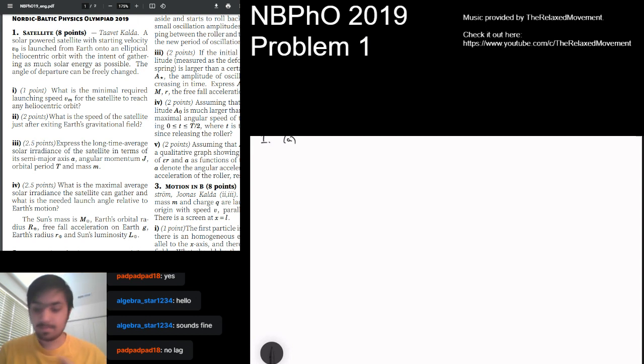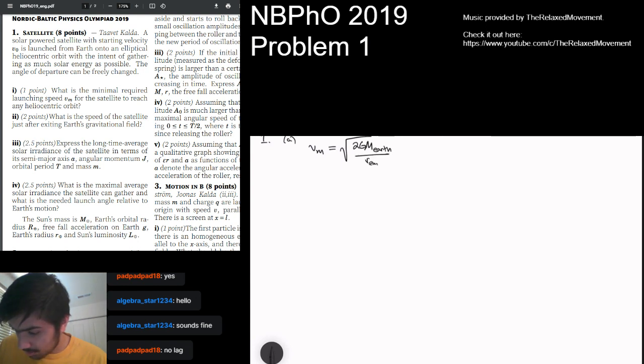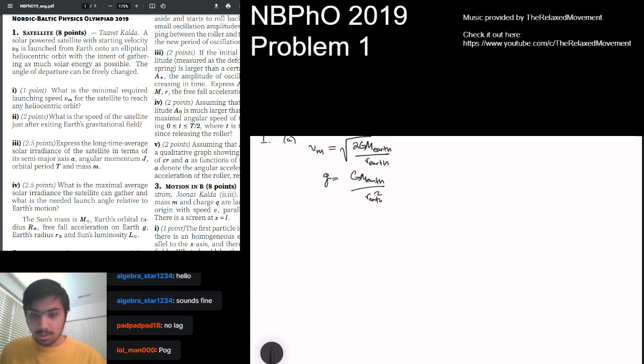So I think the minimum velocity is just the escape velocity from Earth. So it's going to be just square root of 2GM Earth over r Earth. I guess they want us to give it in terms of little g. So we know that little g is GM Earth over r Earth squared. So this implies that the minimum velocity is just square root of 2g r Earth. It's kind of interesting. Just escape.